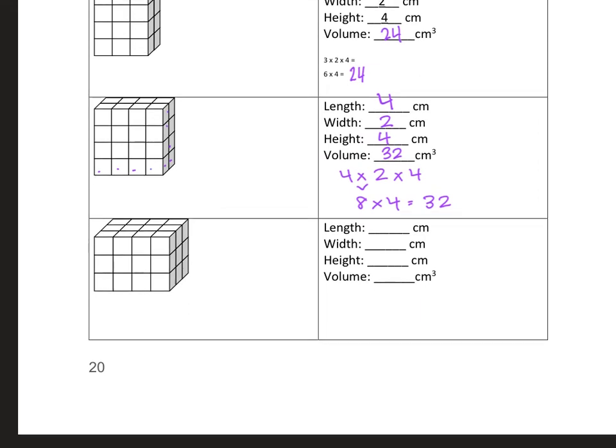Okay, going to the bottom. The length here is 1, 2, 3, 4. The width, how far back it goes, is 1, 2, 3 centimeters. And the height is how tall it is, which is 1, 2, 3 centimeters. Right. And again, to find that volume, we're just going to use the formula. So we're going to multiply 4 times 3 times 3. 4 times 3 is 12. And 12 times 3 is 36. So the volume is 36 cubic centimeters.